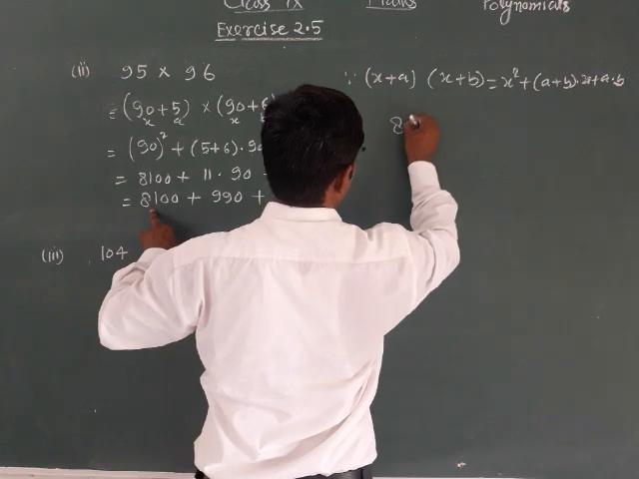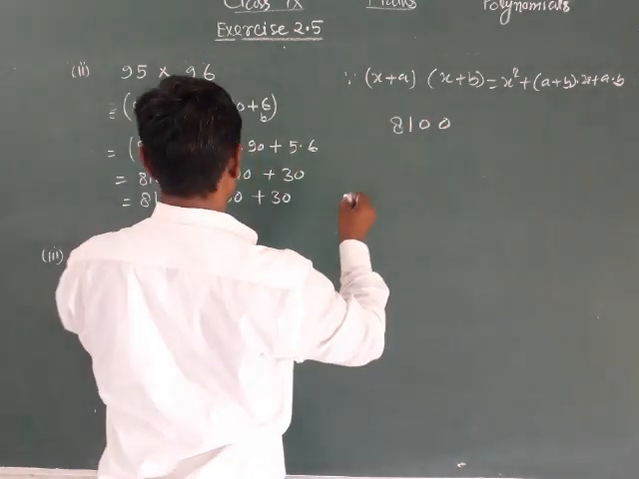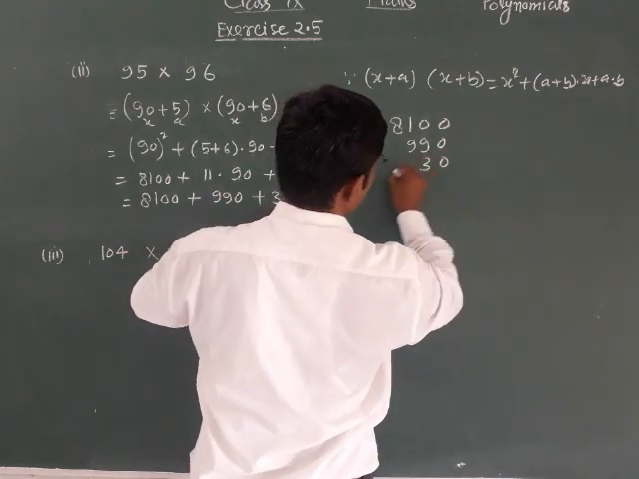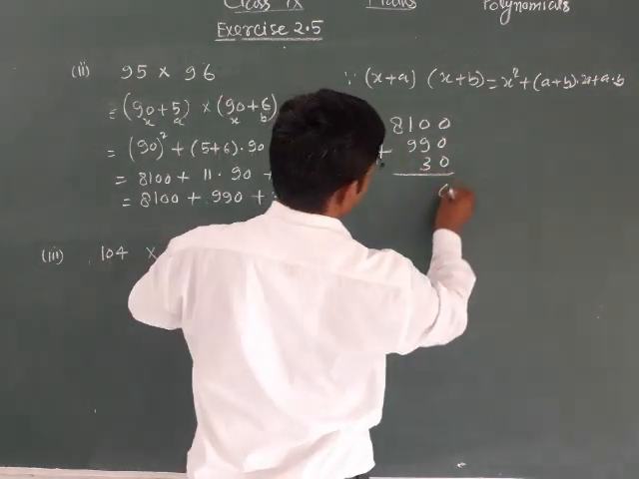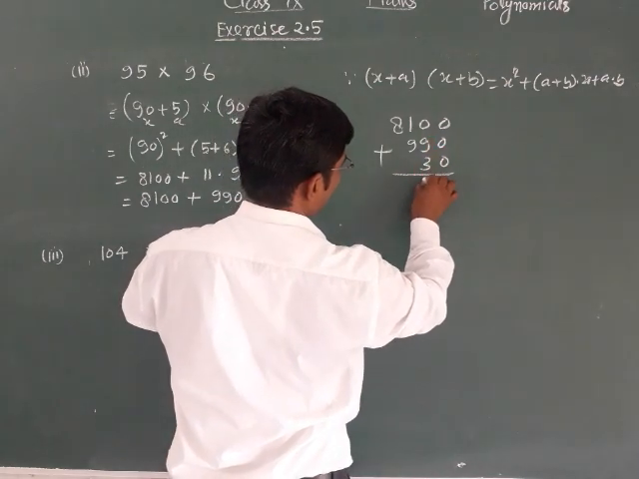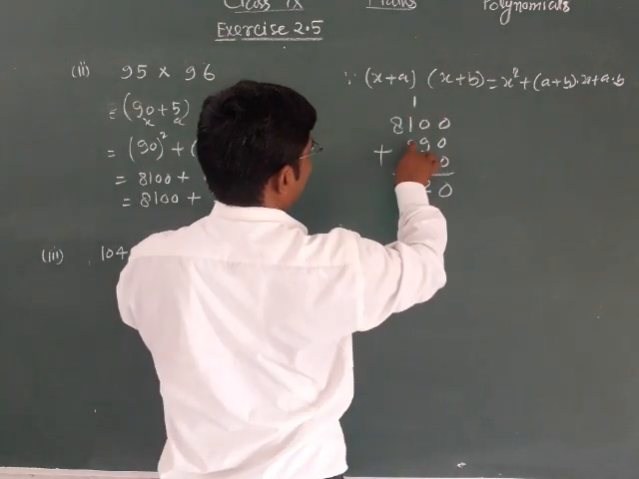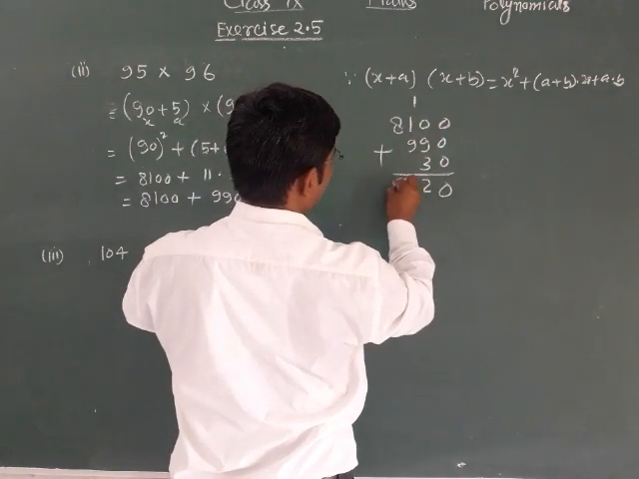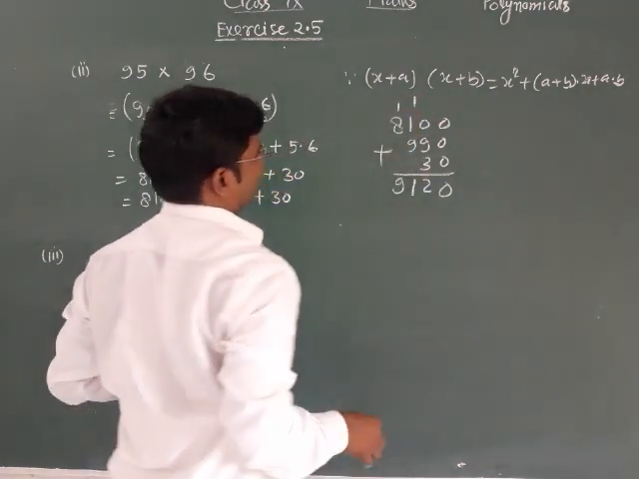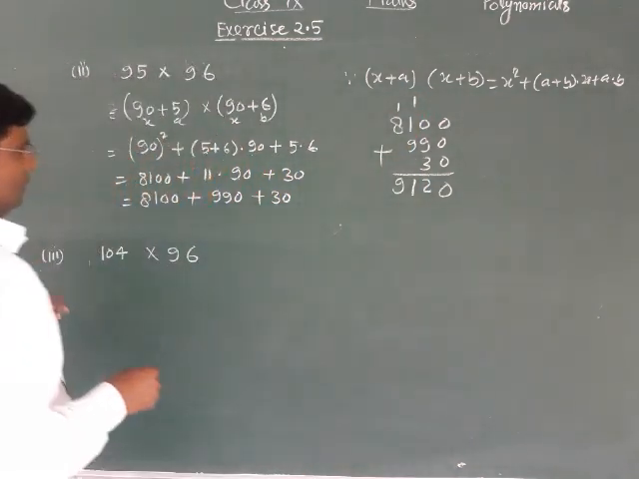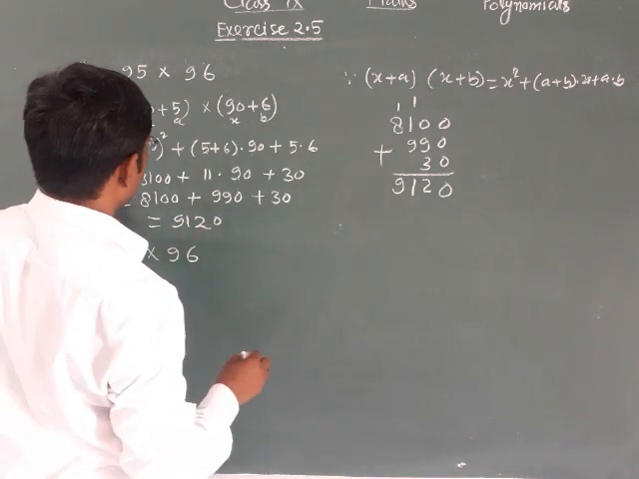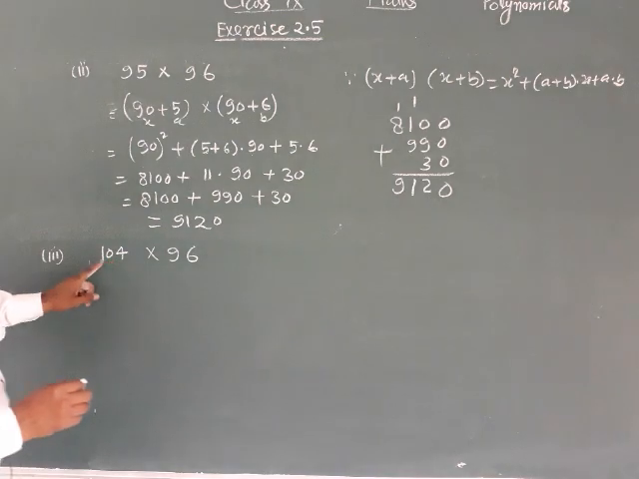So 8100 and 990 and 30. So plus: 0, 9 plus 3 is 12, and 1 carry. So 9 plus 10 plus 1 is 11, 8 and 9. So this is 1 carry. So 9 1 20, that is 9120.